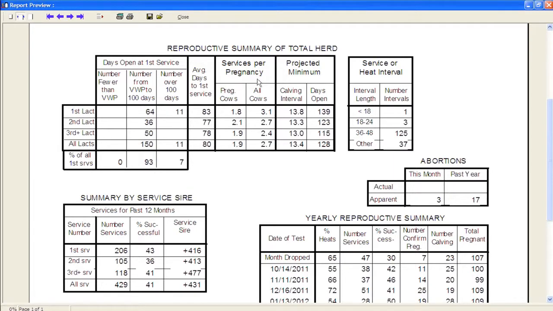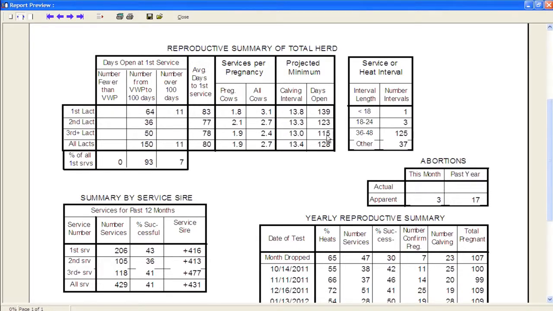The services per pregnancy and services per cow are very good in this herd. Less than 2 services per pregnancy in the pregnant cows, and a little over 2, but under 3 when you look at all cows, which would include repeat breeders. The calving interval then is going to be around 13 and a half months with about 128 days open. Again, excellent information, excellent data.